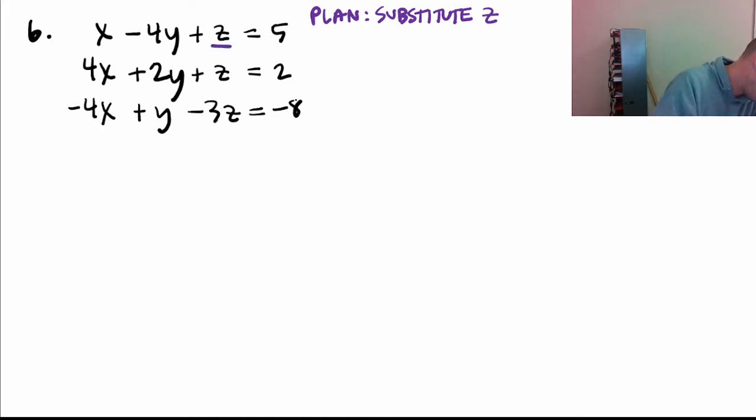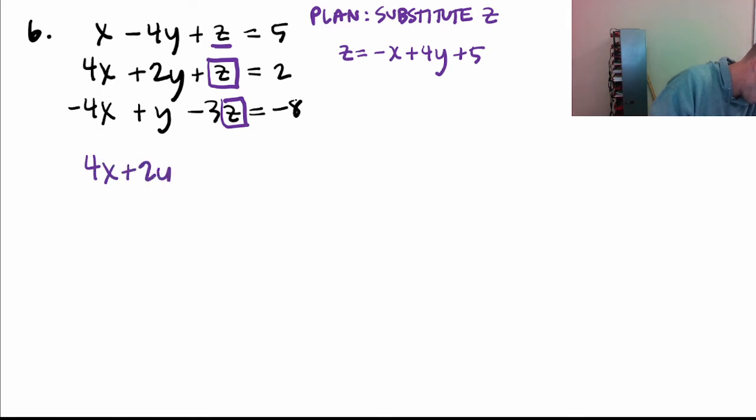Okay, so I'm going to solve for this z right here. So I'm going to subtract an x and add a 4y to both sides. So z equals negative x plus 4y plus 5, because I have to subtract an x and add a 4y to both sides of that equation. All right, and then I'm going to use that here and there. So I'll have 4x plus 2y plus z, which is negative x plus 4y plus 5, and that's going to equal 2.